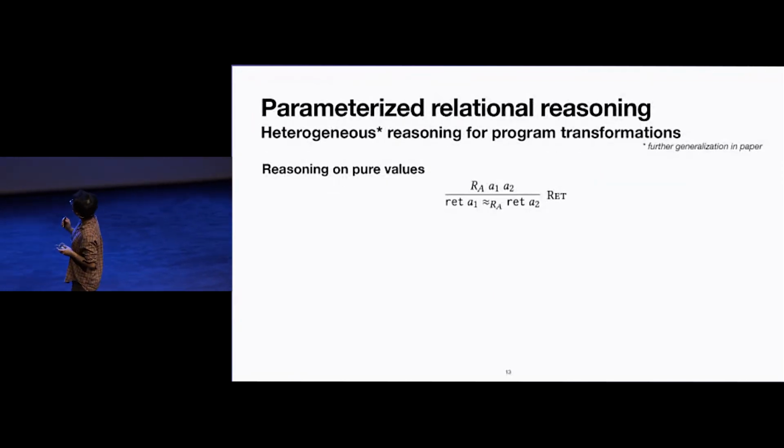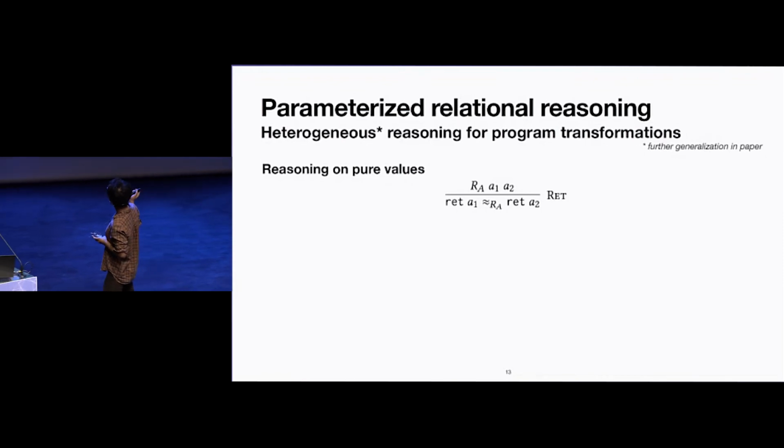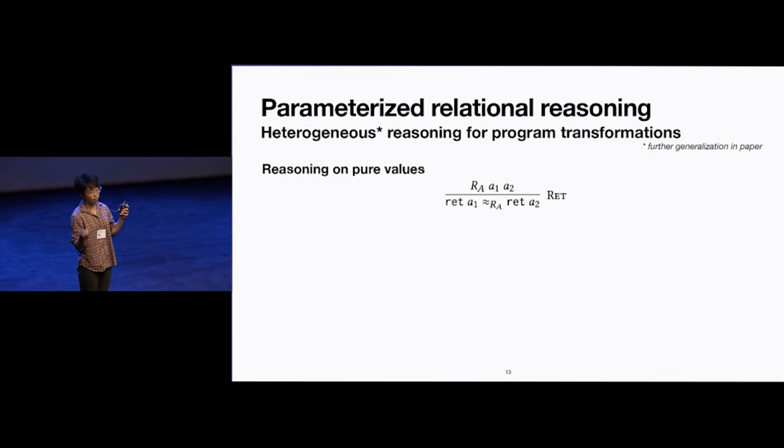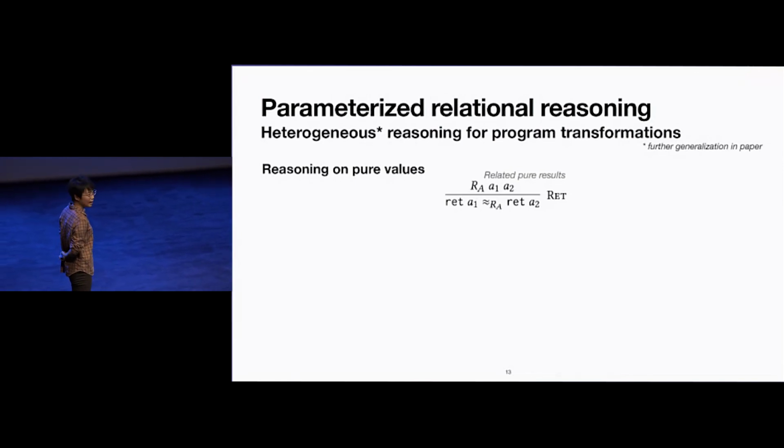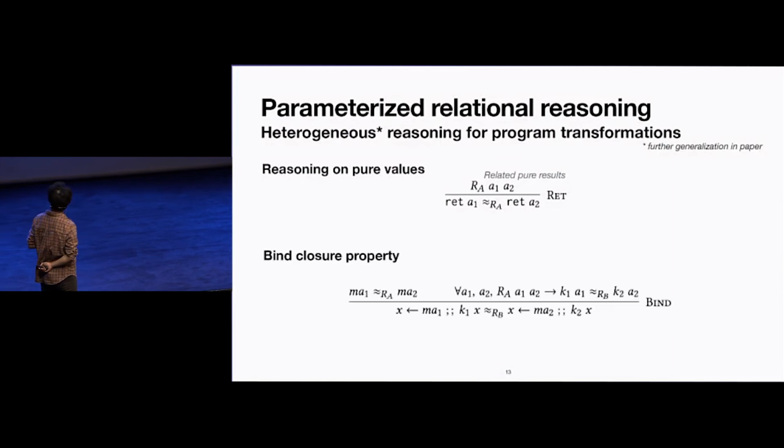So this kind of parametrized relational reasoning, I just wanted to show you a couple more rules, are nice for having this kind of heterogeneous reasoning about program transformations. So you can do reasoning on pure values, where if you were to want to relate a monad that returns an element with another monad that returns an element, this should be related when the results are related to each other. And it's heterogeneous in the sense that A1 and A2 do not necessarily have to be the same type. So it can be monads returning different values.